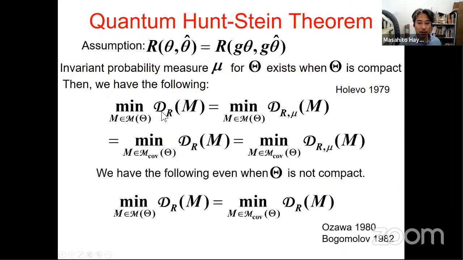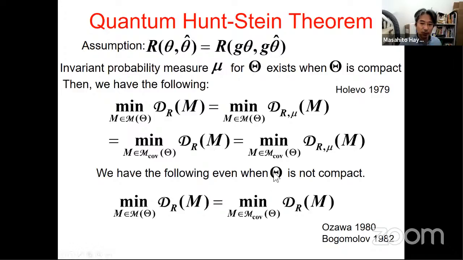So this one is minimization in the Bayesian setting, and also this one is the setting for the minimax setting. But the optimal solution is always obtained by covariant measurement. But in that case, we need to assume theta is compact, and also this Bayesian prior needs to be uniform, invariant with respect to the group action. That kind of probability measure exists when theta is compact.